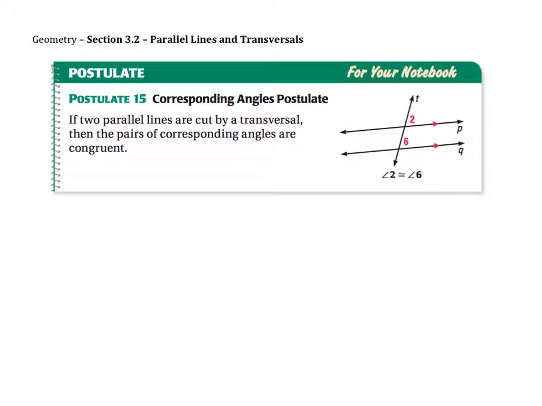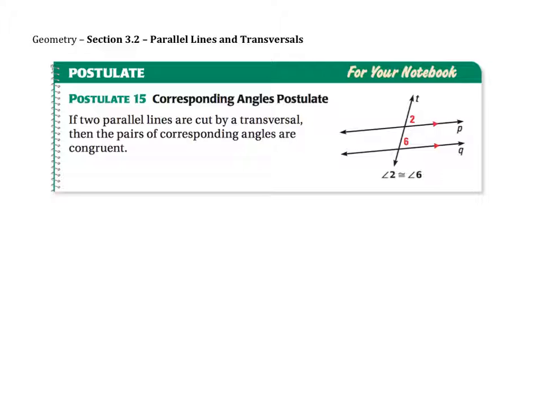In the last section, we talked about when two lines are cut by a transversal, different angle pairs are formed: corresponding angles, alternate interior angles, alternate exterior angles, and consecutive interior angles. Now in this section, in 3.2, we're going to be dealing with the same angle pairs, but now there'll be a certain relationship between those angle pairs when the two lines that are cut by the transversal are parallel. That's why this section is called Parallel Lines and Transversals.